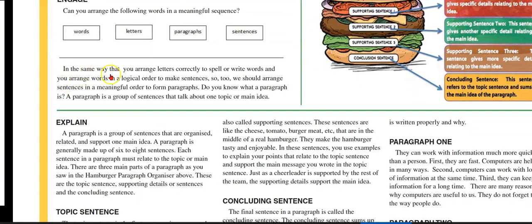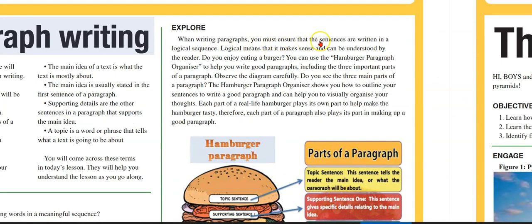All right. In the same way that you arrange letters to correctly spell or write words, and you arrange words into a logical order to make sentences, so too we should arrange sentences in a meaningful order to form paragraphs. Do you know what a paragraph is? Well, a paragraph is a group of sentences that talk about one topic or main idea. When writing paragraphs, you must ensure that the sentences are written in a logical sequence. Logical means that it makes sense and can be understood by the reader.